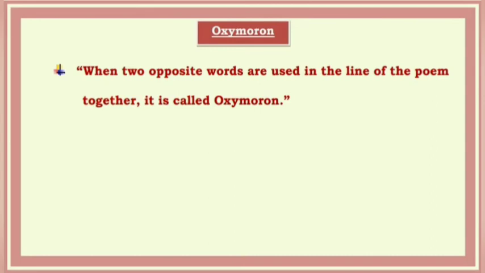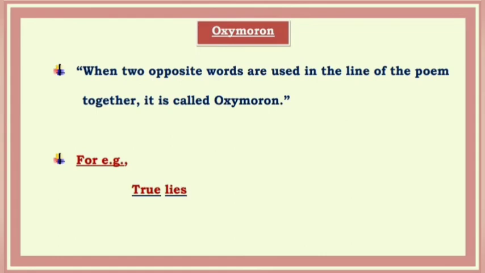After metonymy, let's examine the use of oxymoron in the poem. Now what's oxymoron? When two opposite words are used in the line of the poem together, it is called oxymoron. For example, true lies. Here, what's true can't be a lie and what's a lie can't be true. So this is an example of oxymoron, right?